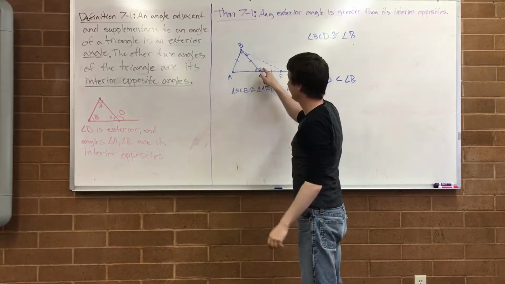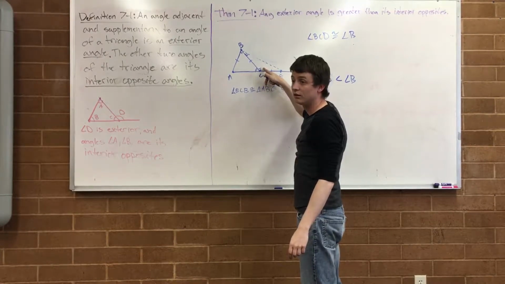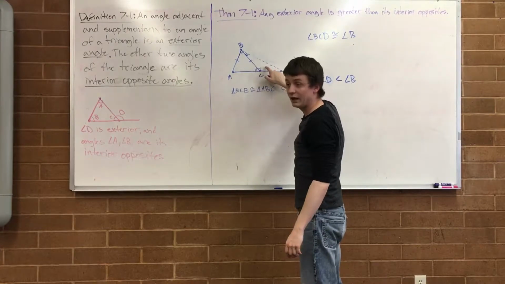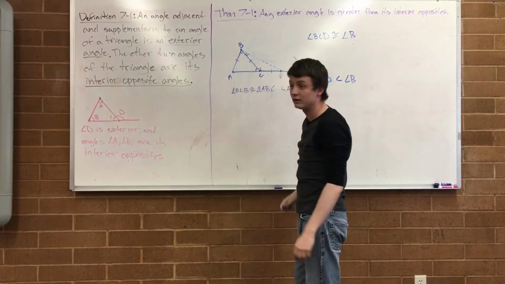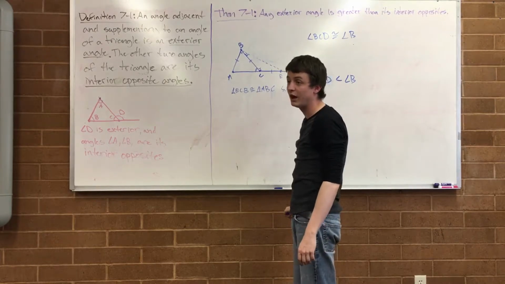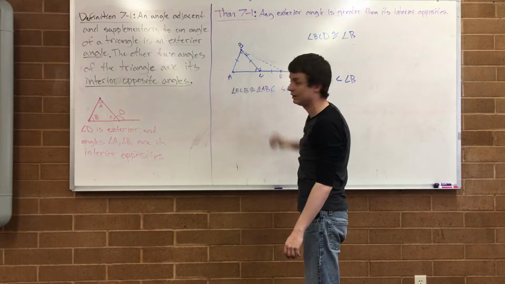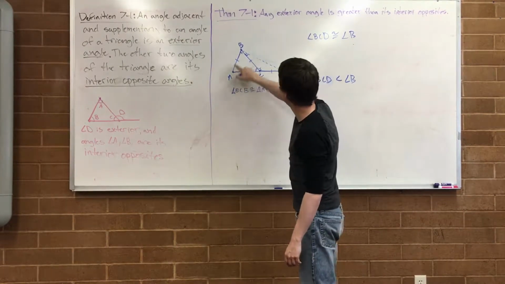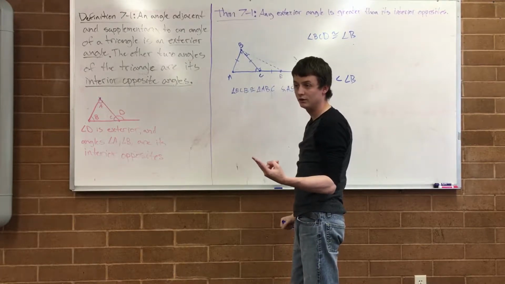Now, this angle plus this angle is what? 180. What's our name for that? Straight. This is a straight angle. In other words, a line. Which means that ABE is a straight angle. In other words, a line. How many times does ABE intersect AC? Twice. So we have a line intersecting a line twice. Is that allowed? No.